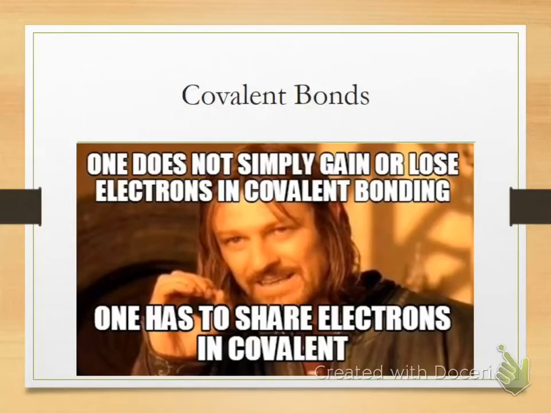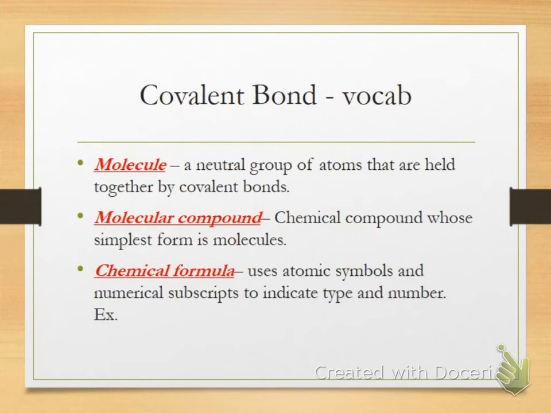Okay? All right, so yesterday we talked about just the overview. Today we're going to go a little bit more in depth about the three types of bonds. Okay? Covalent bonds, we said, what are they doing with their electrons? Sharing. Sharing is caring. Don't be ionic, be covalent.